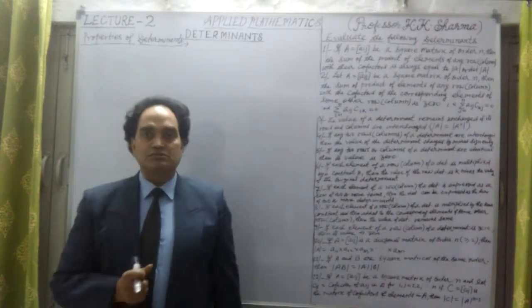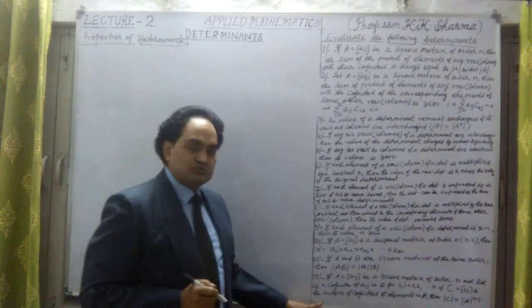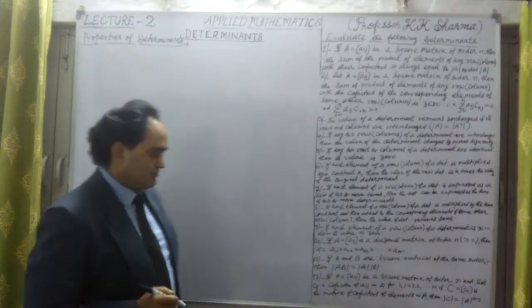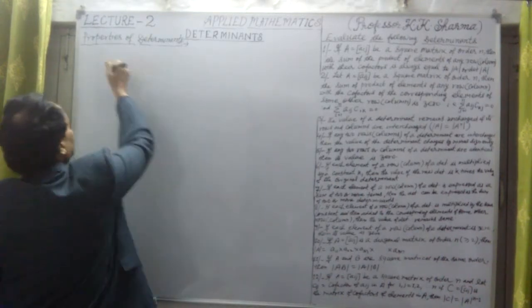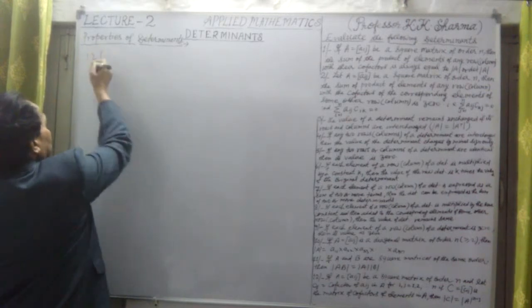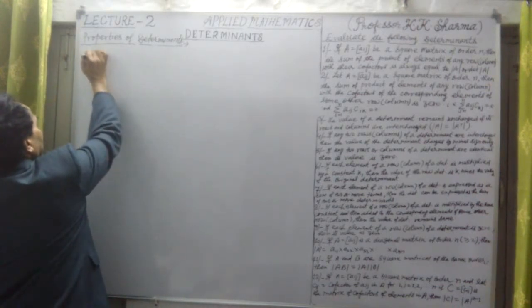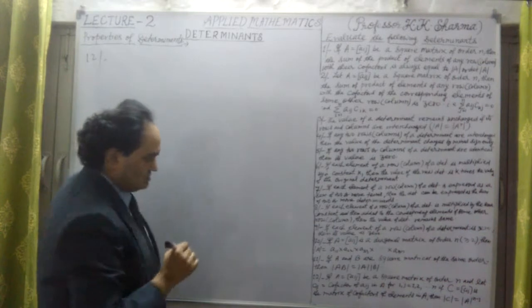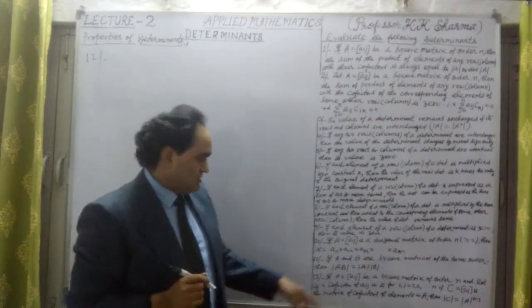Yes guys, now question number 12, property number 12 here. Now I'm doing property number 12 which was left over. Okay, up to 11th we have completed. Now let me take the 12th one. What does it say? Let me write here.